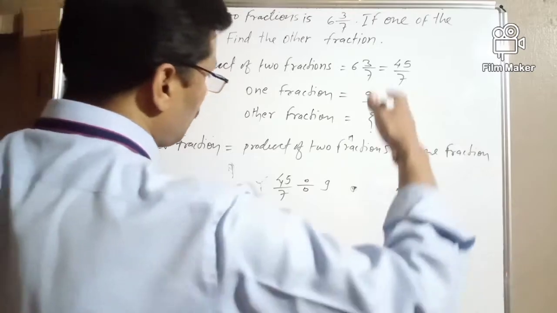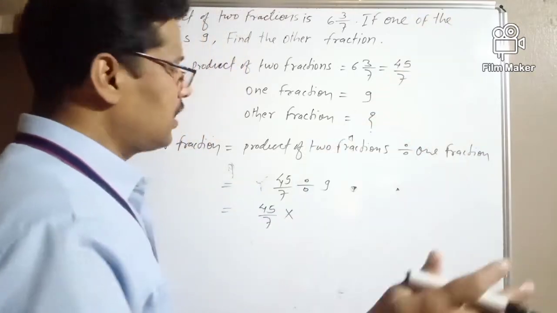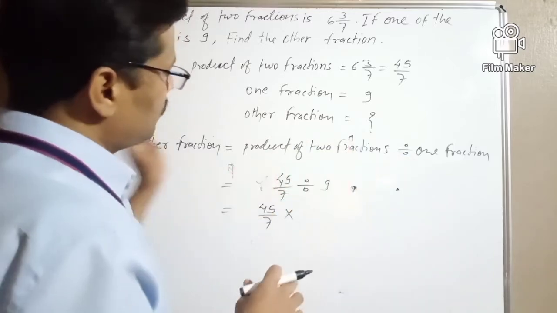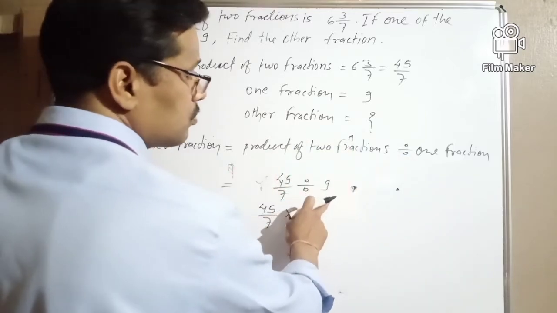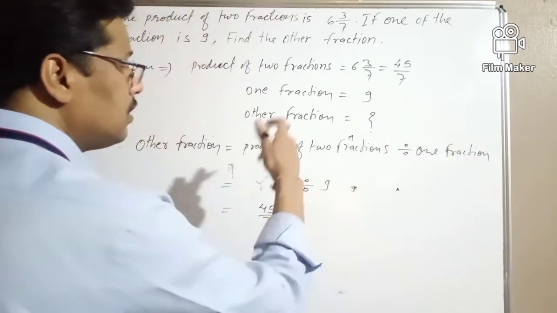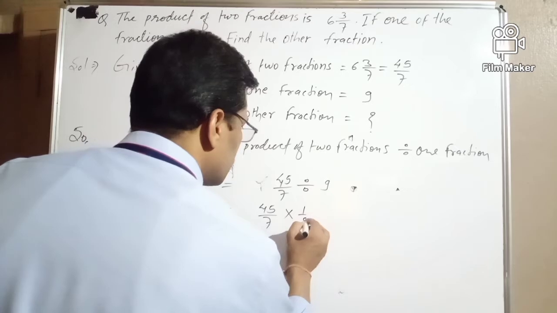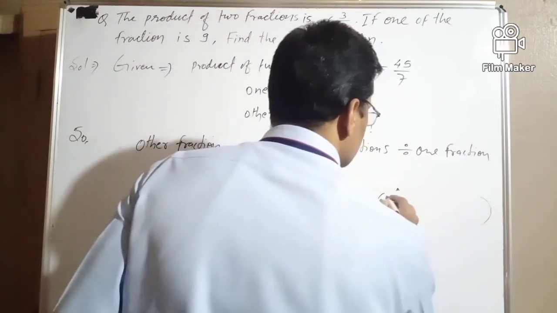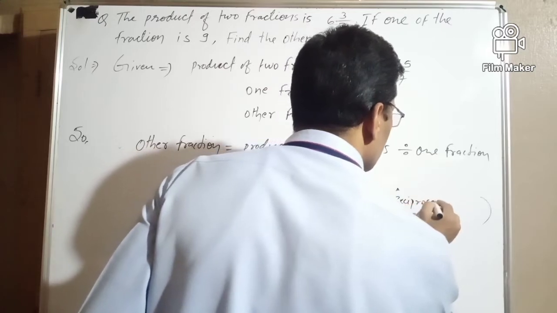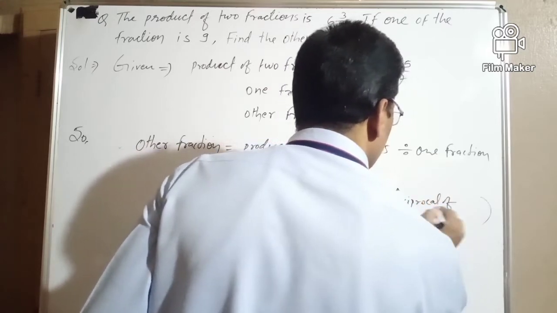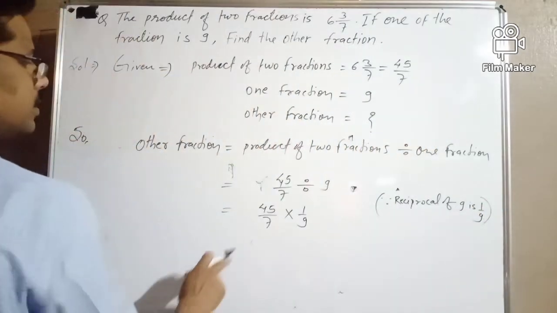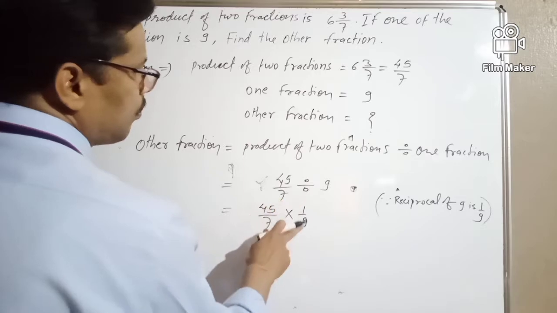One more thing I want to make clear. Always find the reciprocal of the right hand side number, because I have seen many students get confused and find the reciprocal of the left hand side number. Here we have to find the reciprocal of the right hand side number. What is the reciprocal of 9? 1 upon 9. So 45 upon 7 into 1 upon 9.